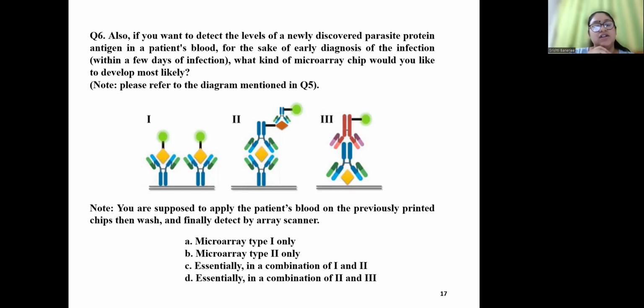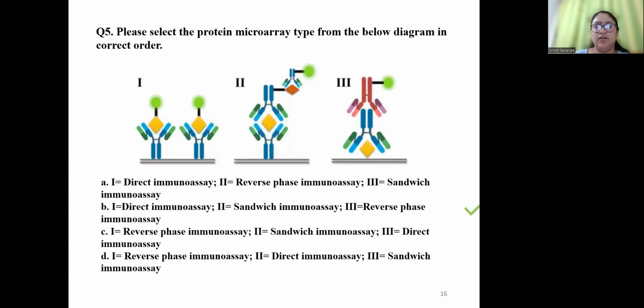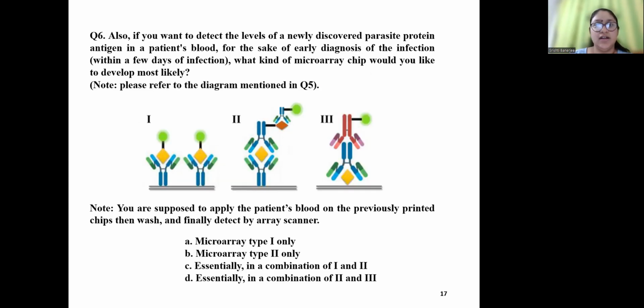Also, it's written in the note that you're supposed to apply the patient's blood on the previously printed chip, then wash and finally detect by array scanner. Achha, that means you have to use the previous chip, this one only. Okay, and you need to wash the sample, and then we have to detect it.